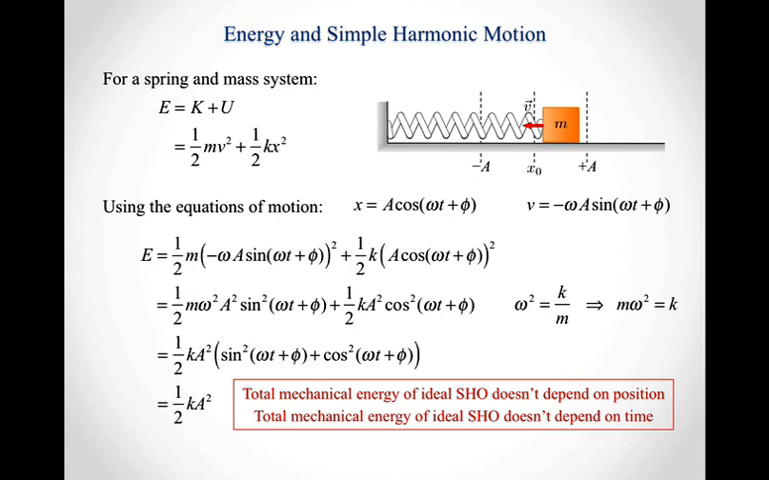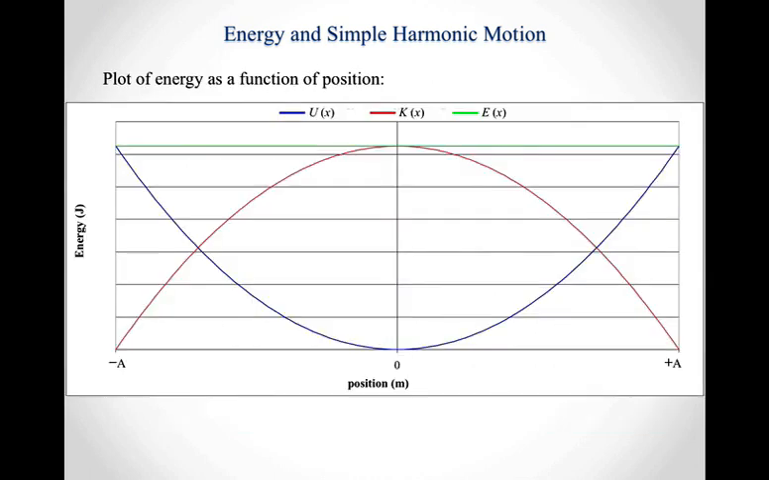So I can confirm this by plotting out what's going on with the energy. So here's a plot of the energy as a function of position, and you'll notice that there are three curves here. The blue curve is the potential energy. So initially, when it's at amplitude, right? So I pull it over to this amplitude point and let it go. All of the energy is in the elastic potential energy.